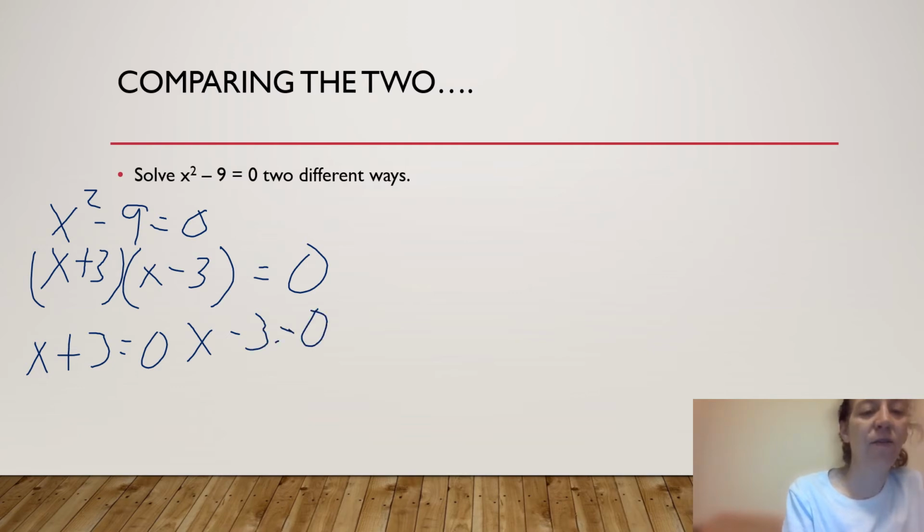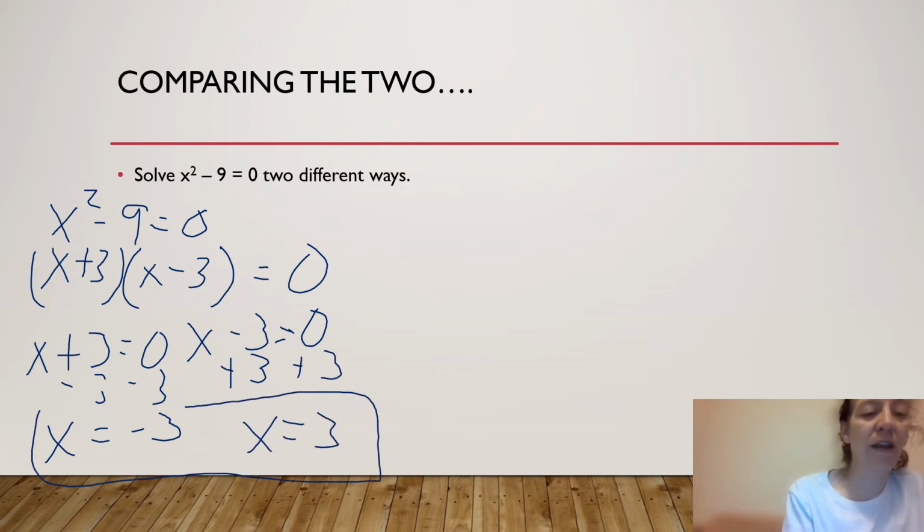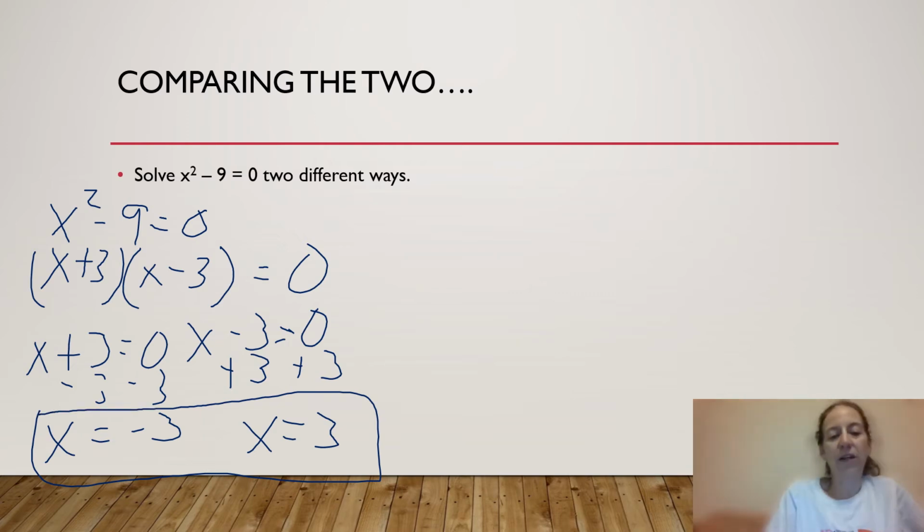Okay, and then you could solve these. So this one you would subtract 3 from both sides to get x equals -3. And this one you would add 3 to both sides to get x is equal to +3. So you can clearly see that there are two different answers. So -3 and +3. And the reason you have two different answers is because when you square them, you would get +9 both times. So 3 times 3 is 9, but -3 times -3 is also 9. And so both of those would work.